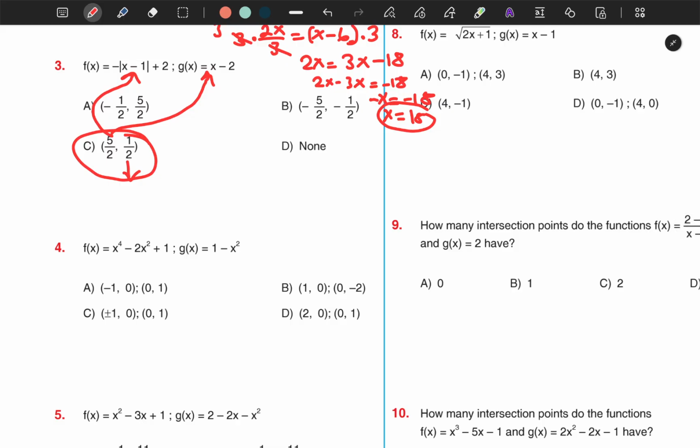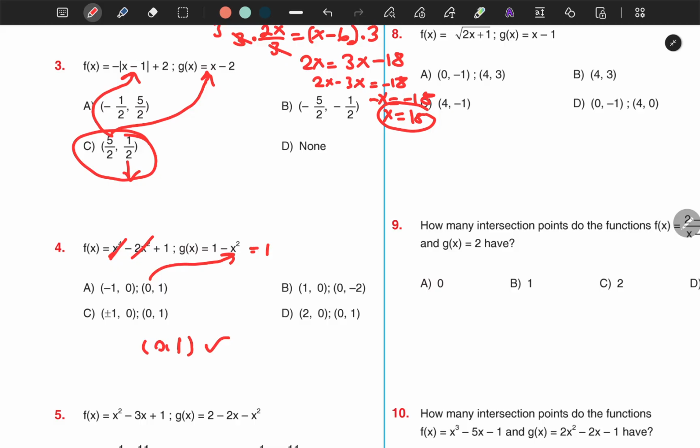Okay, another example. Again, I have to go by option. Let me solve it. Start from A. If I replace 0 in x, what will be the result? 1, isn't it? Let me replace here. If I replace 0, what will it be? 0, and positive 1. Yes, it means that (0, 1) is one of my points of intersection.